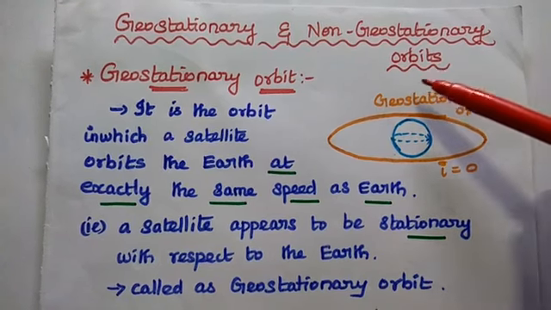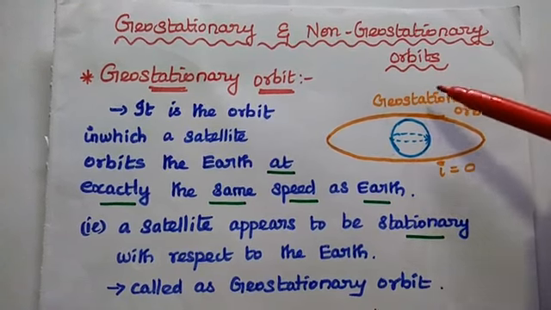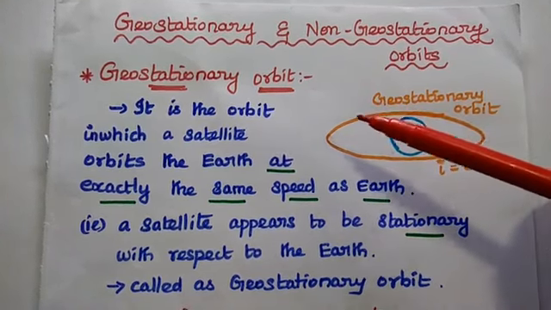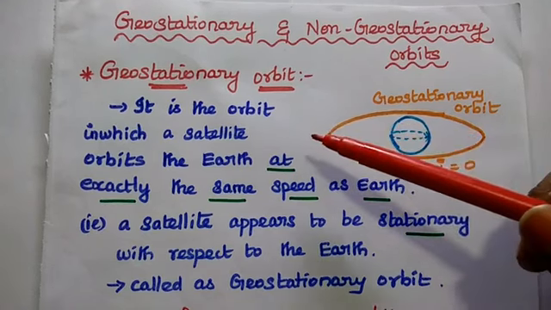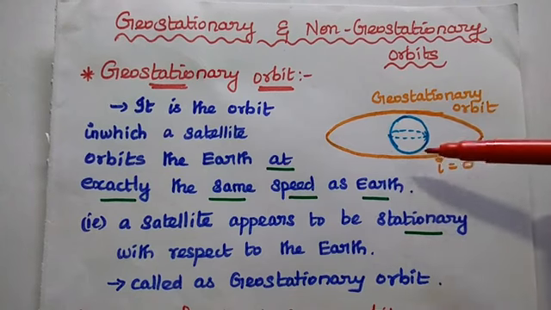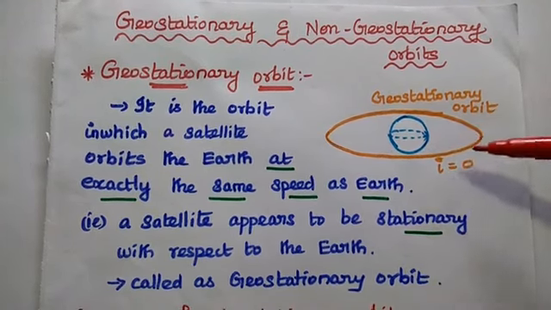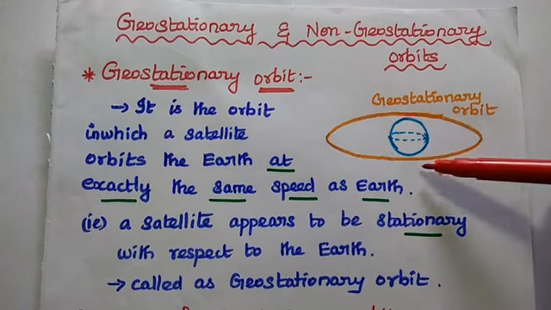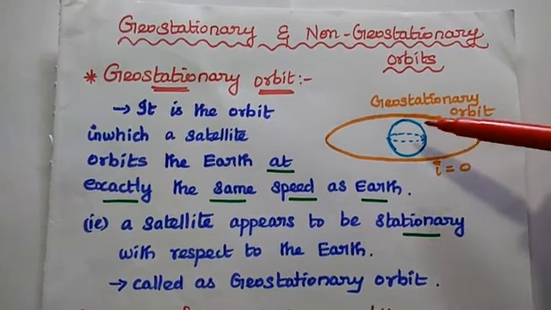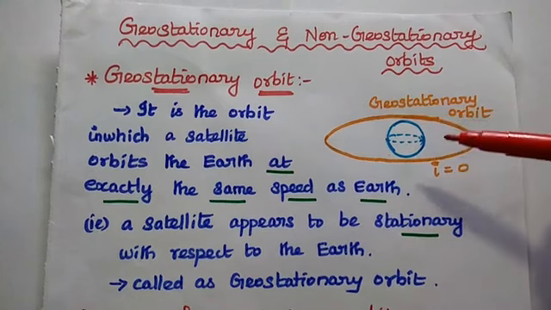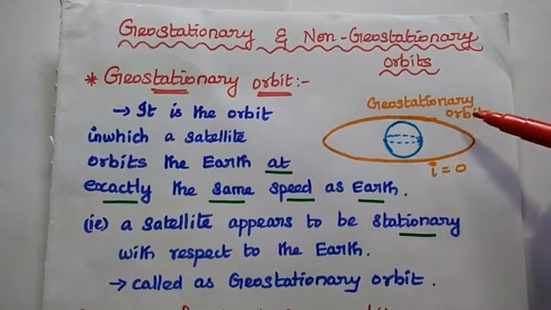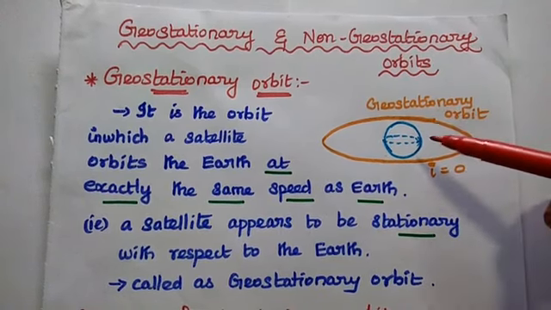Dear students, now we are going to discuss geostationary and non-geostationary orbits in detail. Let's start with geostationary orbit. It is the orbit in which a satellite orbits the Earth at exactly the same speed as Earth in the eastward direction. That means the satellite appears to be stationary with respect to Earth because both are rotating with the same speed in the same direction.